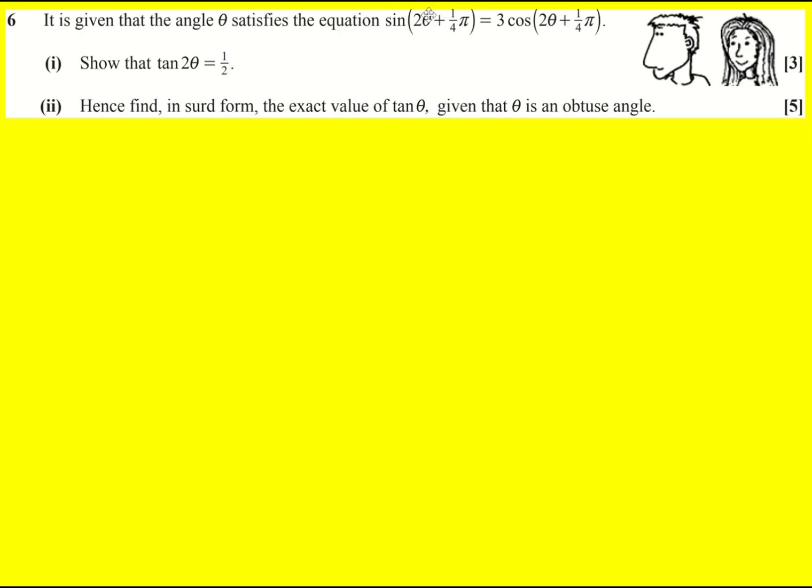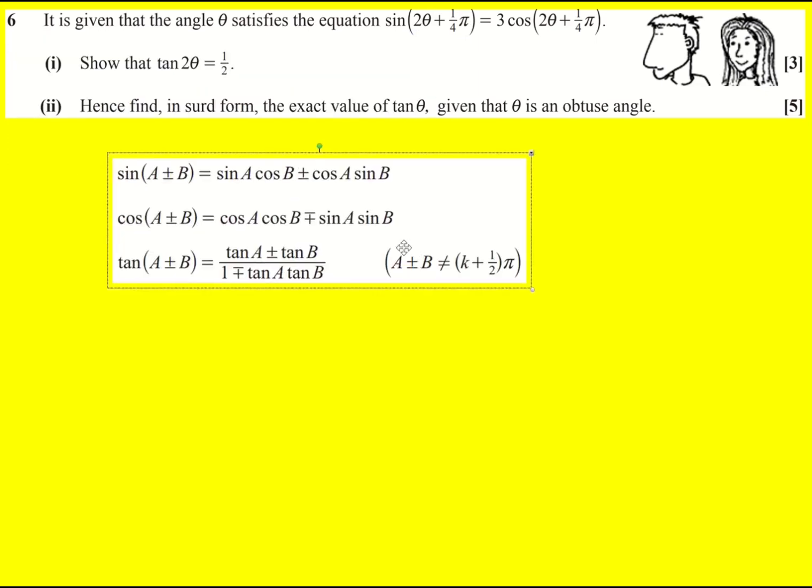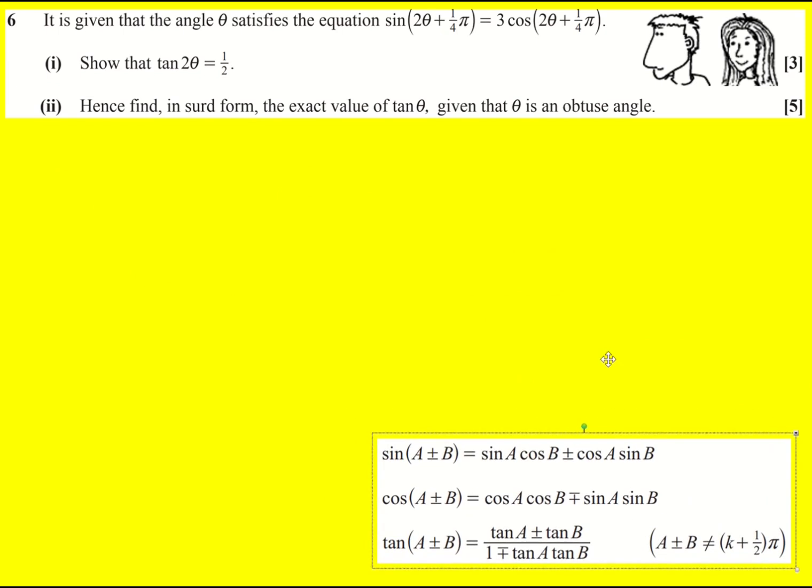We're starting with these sine and cos of different expressions that are being added, and we're trying to get back to tan. So we're going to need to use addition formulae here. Right, so for the first one, essentially this is my A and this is my B. So I'm going to go straight for it.